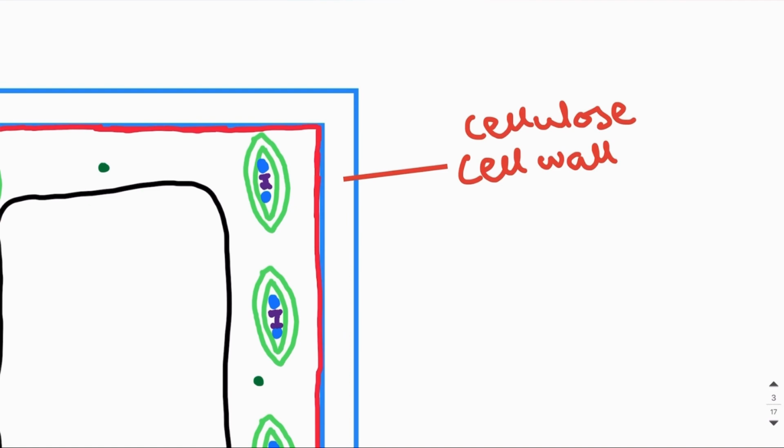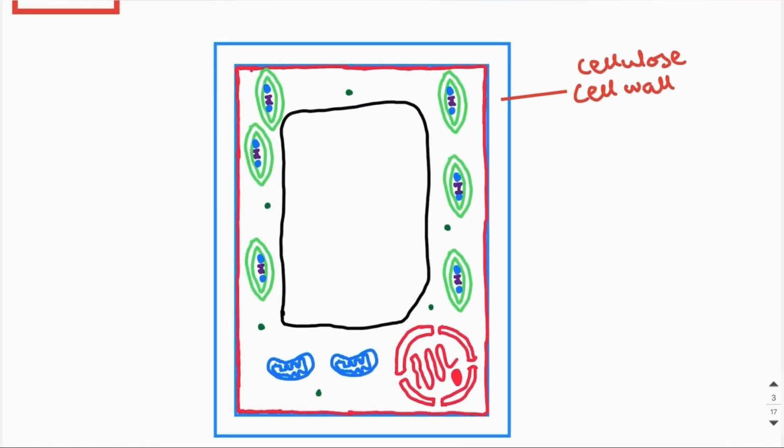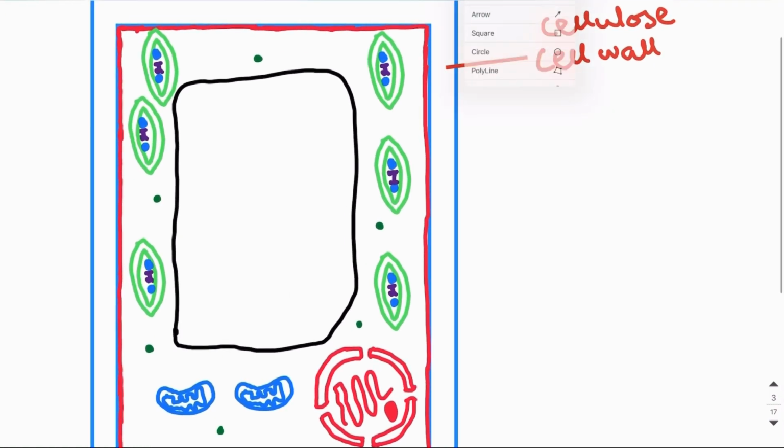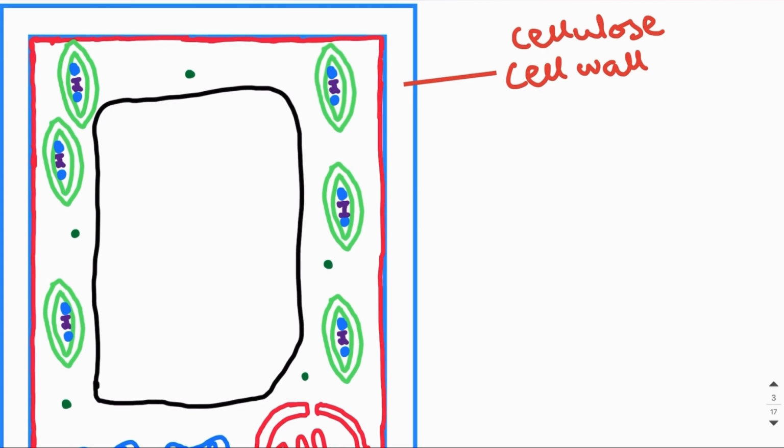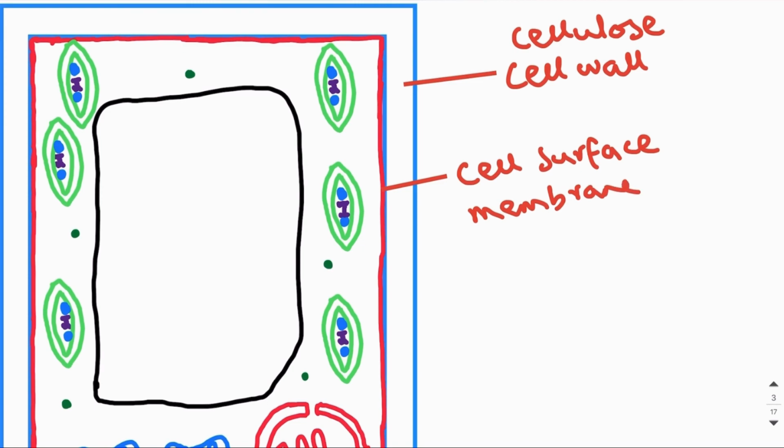So, where is the cell surface membrane? Do you remember I told you that in all the living cells we will find cell surface membrane? So, you need to know that in plant cells, cell surface membrane is stuck to the inner surface of the cellulose cell wall. So, this structure that I've labeled over here is the cell surface membrane. You need to know that cell surface membrane is attached to the inner surface of the cell wall.